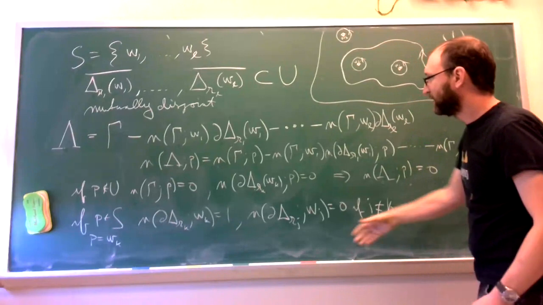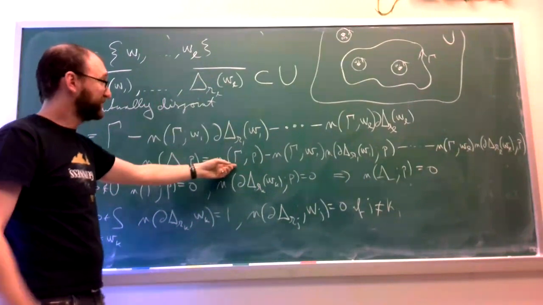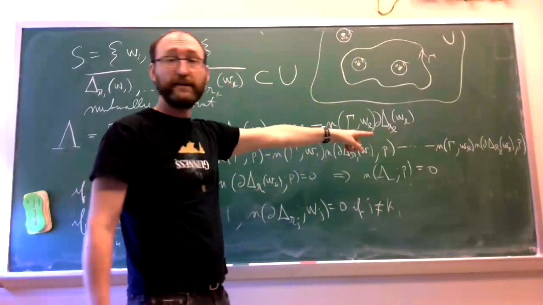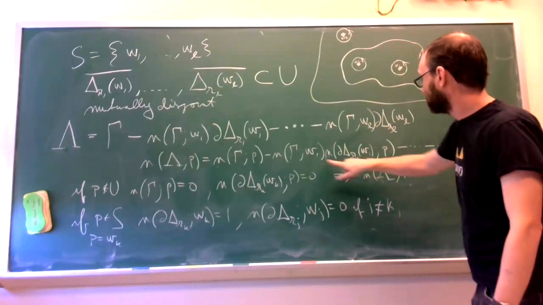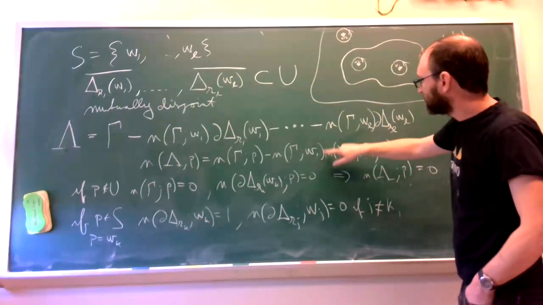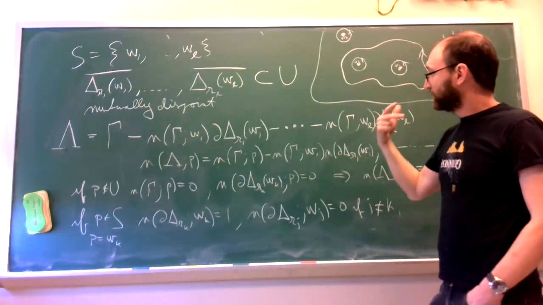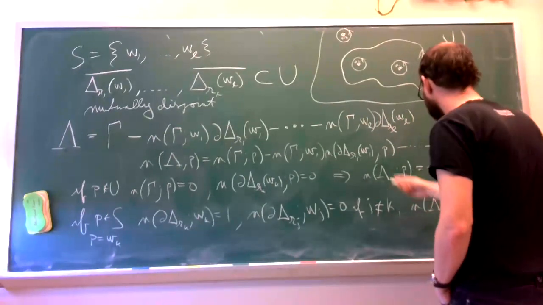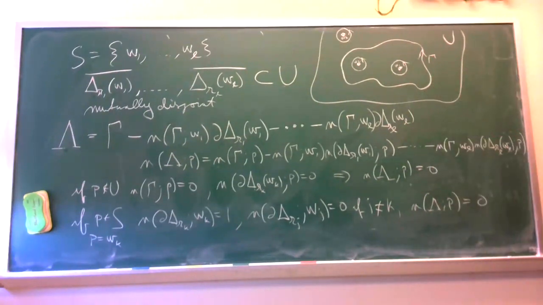What does that mean? We look at this formula, and, well, it's the winding number is whatever it is. And then only one of these terms survives. It's going to be the kth one. The kth one is going to look just like this, except with a K over here, and this is going to be 1. And this is going to be precisely the winding number of gamma around P. So that means that the winding number of lambda around P is also 0.